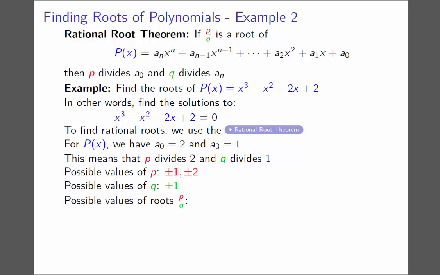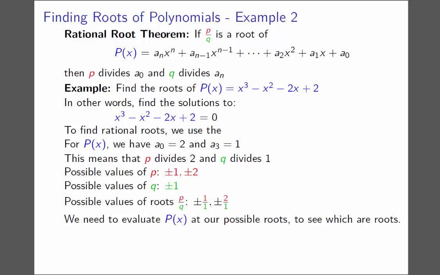Now all the possible values of the roots p over q come from p in our first list over q from our second list. And we need to look at all possible combinations. Well, the only thing we can pick for q is plus or minus 1, but for p we can pick plus or minus 1, which over q is just plus or minus 1 over plus or minus 1, or we could pick p as plus or minus 2, giving plus or minus 2 over 1.